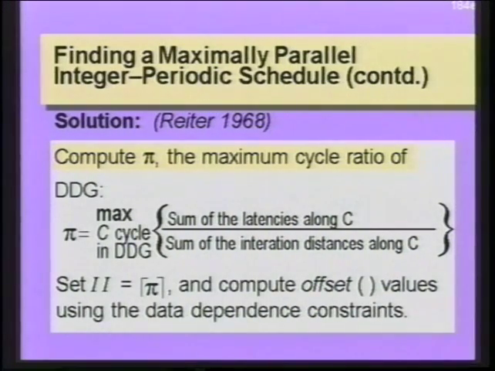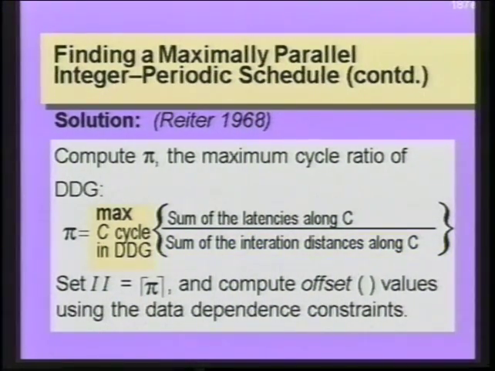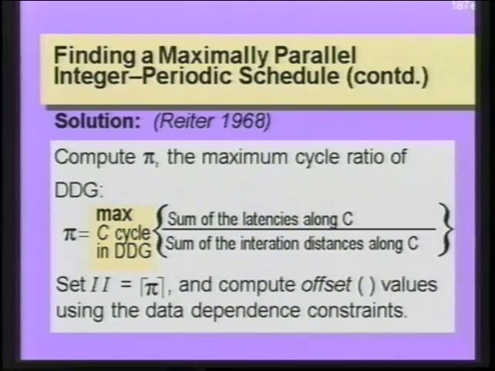The interesting result in Reiter's paper is that he could actually provide a closed form formula for what's called the maximum cycle ratio of a data dependence graph. And this is computed as a function of all the cycles in the data dependence graph and the latency across the cycles and also the iteration distance across the cycles.